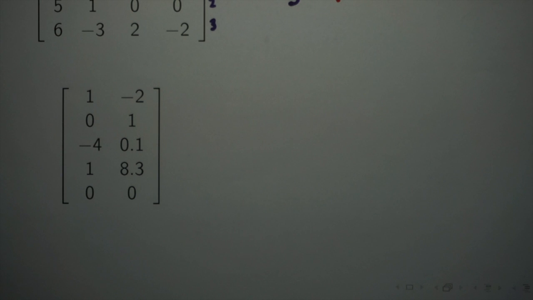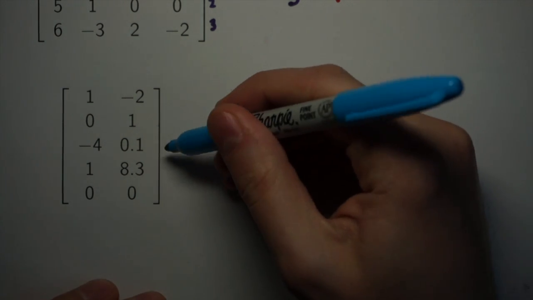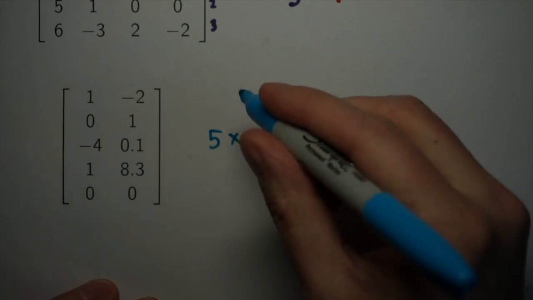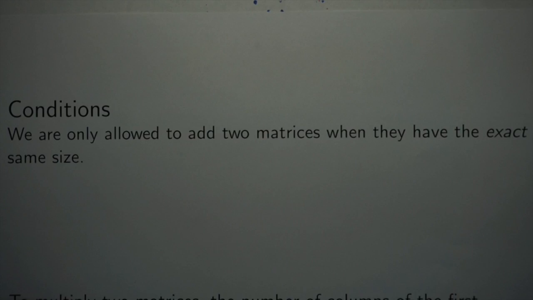As another example, this matrix here has 5 rows, 1, 2, 3, 4, 5, and 2 columns. So this is a 5 by 2 matrix.